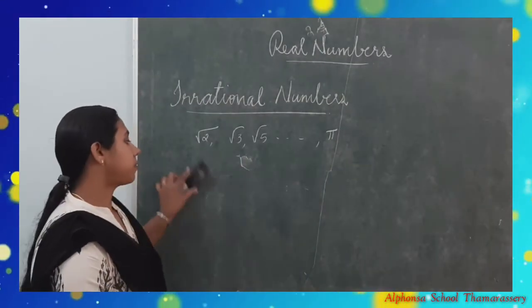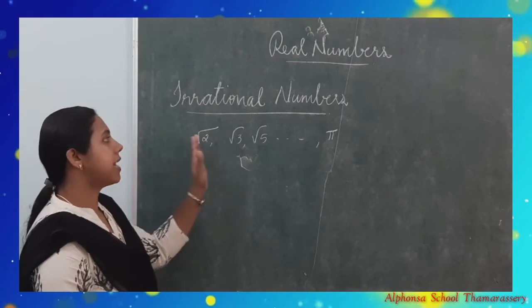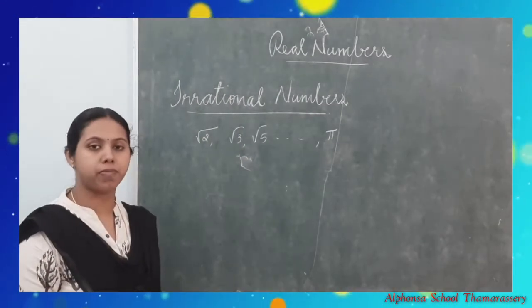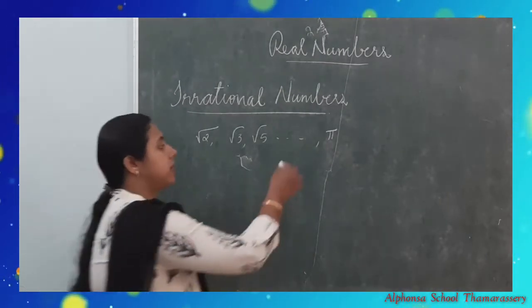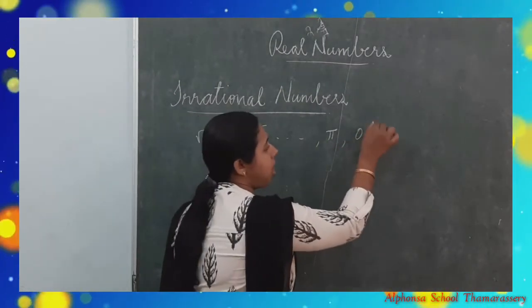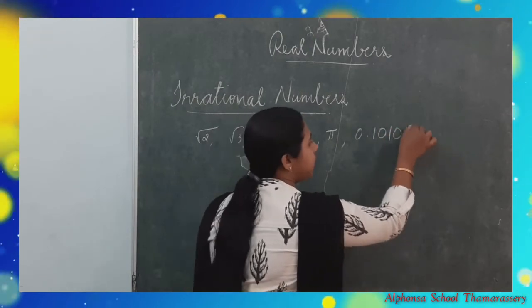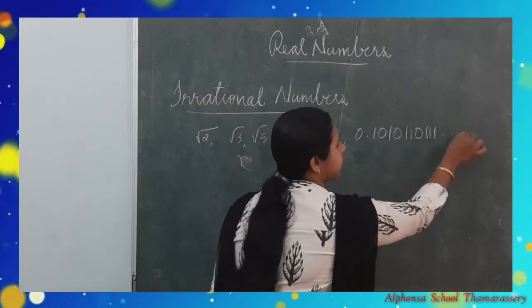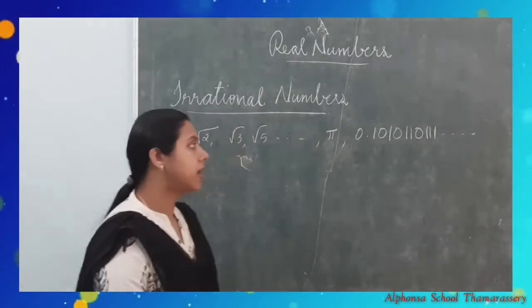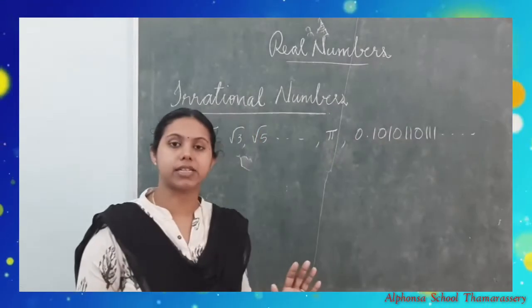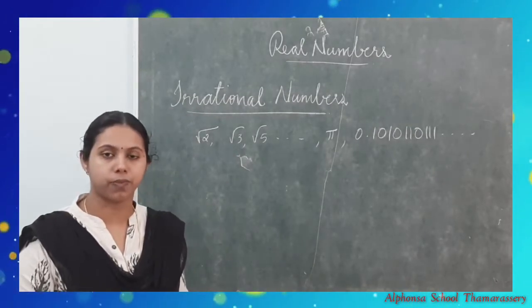So these all are known as irrational numbers. These numbers we cannot write in the form of p by q. And numbers like 0.101, 011, 0111, etc. These all are known as irrational numbers. These numbers we cannot write in the form of p by q.